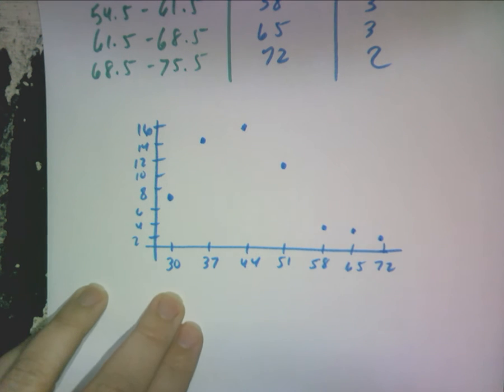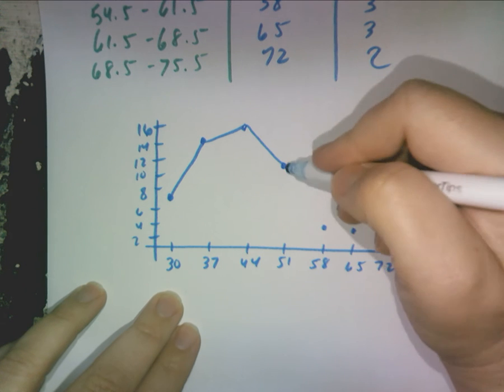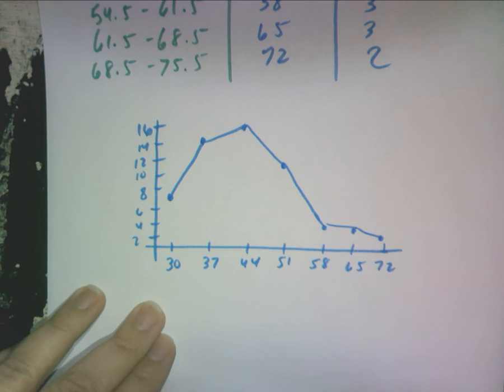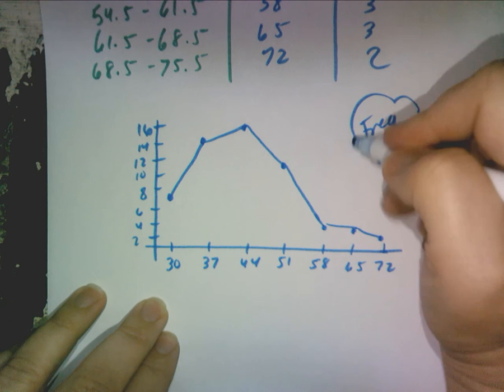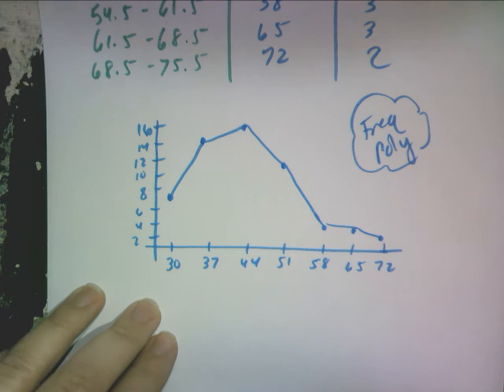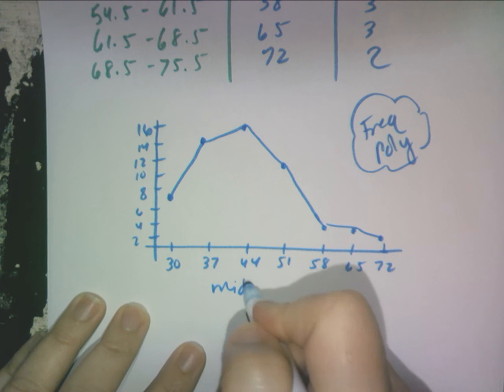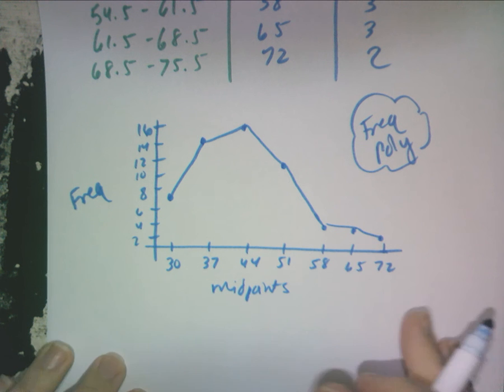And guess what you do with that? You connect the dots. And that's called a frequency polygon. You may be like, well, that looks like a line graph to me. It's the same thing. Except remember, these are the midpoints. These are the frequencies. You always want to label.